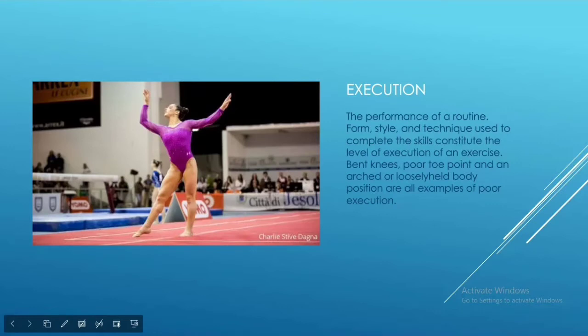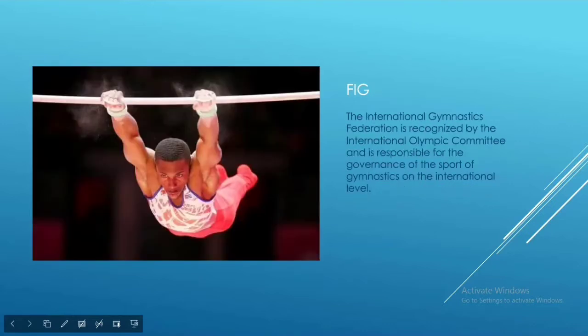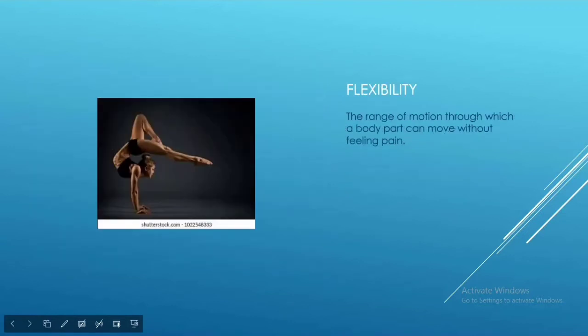Execution. The performance of a routine, the form, style, and technique used to complete the skills constitute the level of execution of an exercise. Bent knees, forward tilt, and an arced or loosely held body position are all examples of poor execution. FIG. The International Gymnastics Federation is recognized by the International Olympic Committee and is responsible for the governance of the sport of gymnastics on the international level.